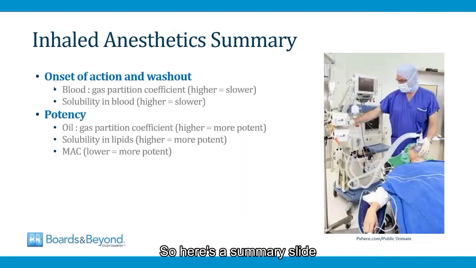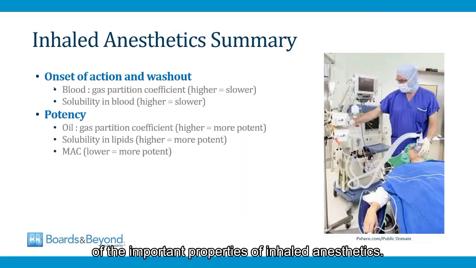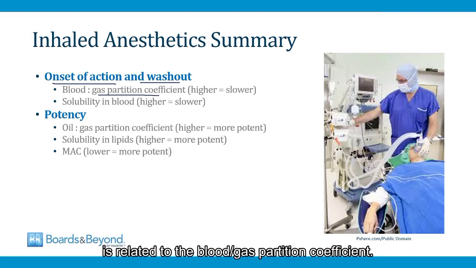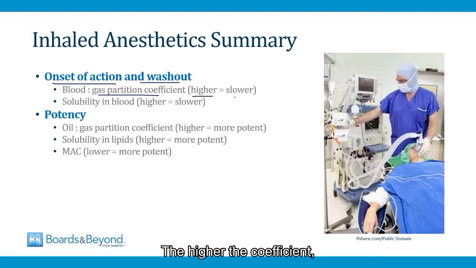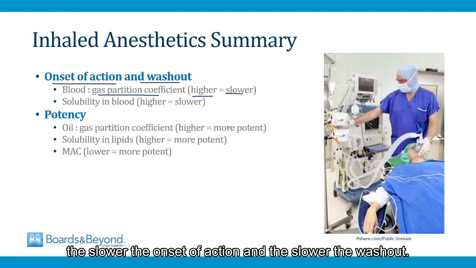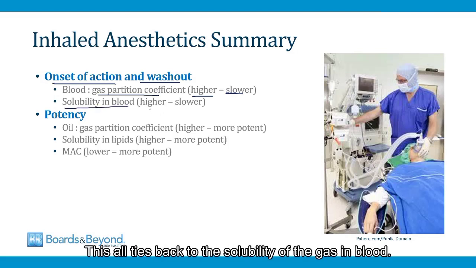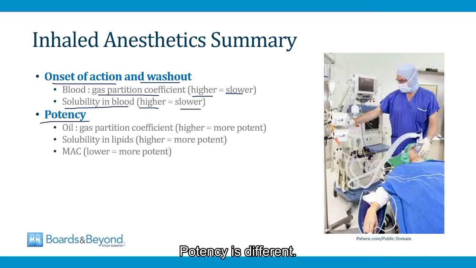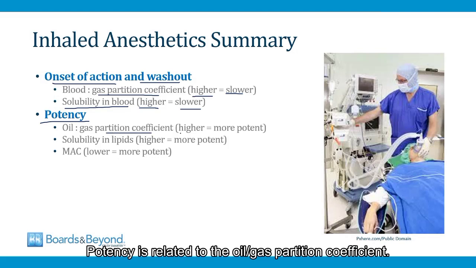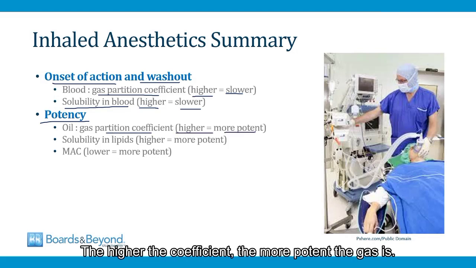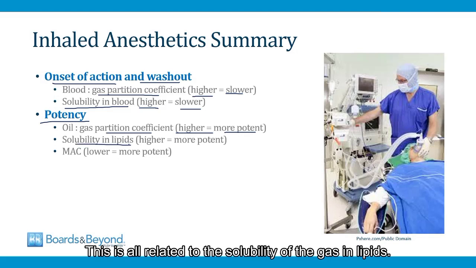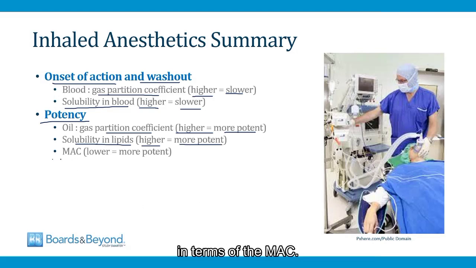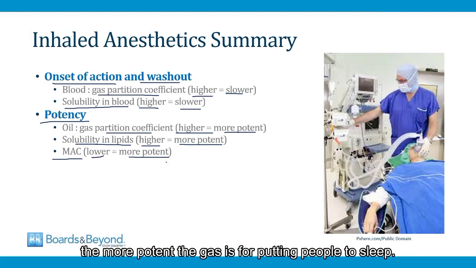So here's a summary slide of the important properties of inhaled anesthetics. The onset of action and the washout of an inhaled anesthetic is related to the blood gas partition coefficient. The higher the coefficient, the slower the onset of action and the slower the washout. This all ties back to the solubility of the gas in blood. The more soluble the gas is in blood, the slower the onset and the slower the washout. Potency is different. Potency is related to the oil-gas partition coefficient. The higher the coefficient, the more potent the gas is. This is all related to the solubility of the gas in lipids. Drugs that are more soluble in lipids are more potent. And then remember that we talk about potency in terms of the MAC. The lower the MAC, the more potent the gas is for putting people to sleep.